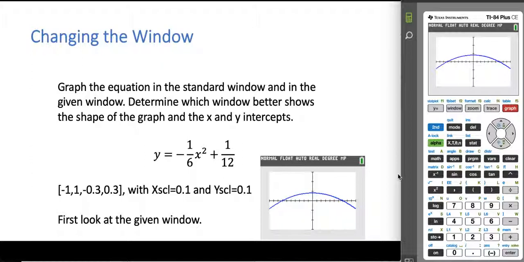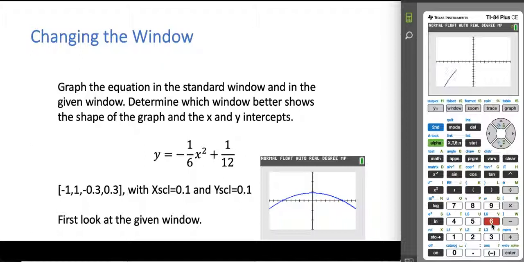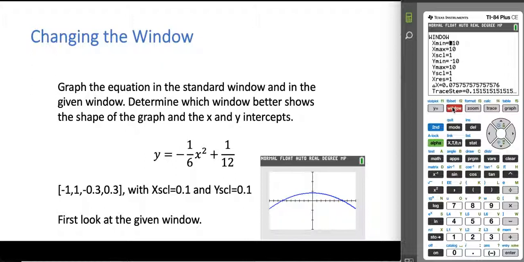So anyway, that's how changing the window works on your calculator. Now, remember, after you've changed your window, to get back to normal, press Zoom and 6, and that will automatically take you back to that standard window that is the square 10 by 10. All right, good luck.